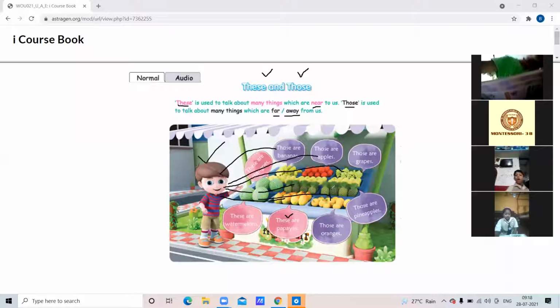Okay, children. So these are the uses of these and those. Yes, Amrit, what happened?